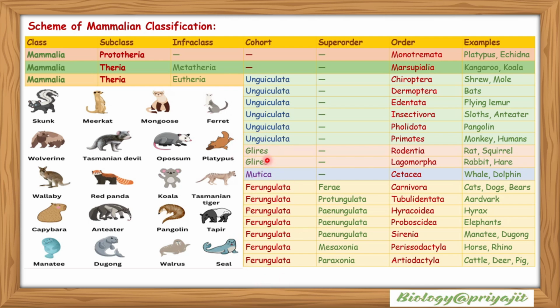Unguiculata includes six different orders: Chiroptera, Dermoptera, Edentata, Insectivora, Pholidota, and Primates. Glires includes Rodentia and Lagomorpha. Mutica includes Cetacea. Ferungulata includes Carnivora, Tubulidentata, Hyracoidea, Proboscidea, Sirenia, Perissodactyla, and Artiodactyla. So all of the orders have different examples.